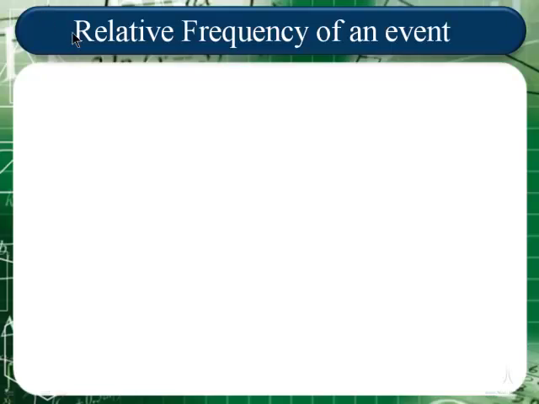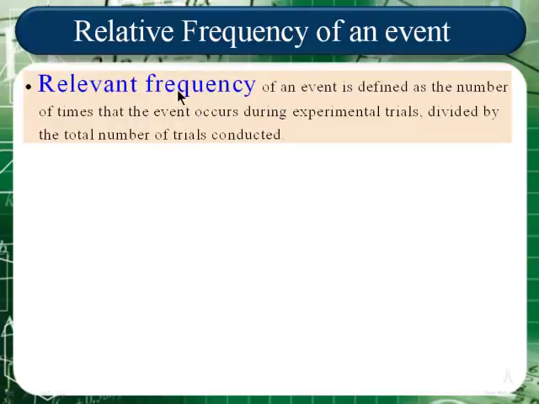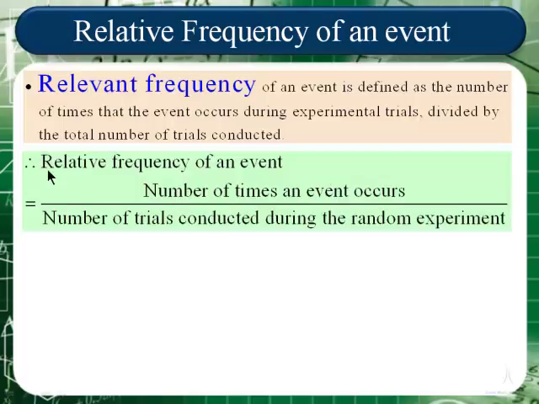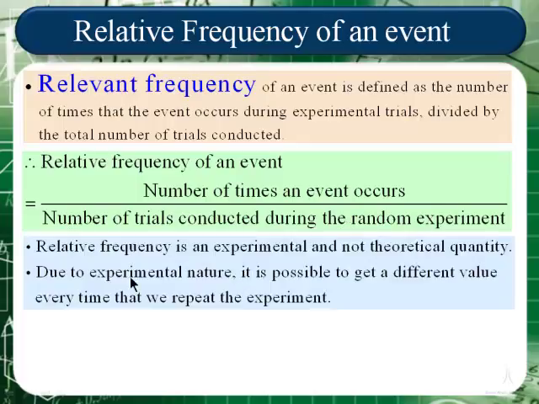Let us look at the meaning of relative frequency of an event. The relative frequency of an event is defined as the number of times that the event occurs during experimental trials divided by the total number of trials conducted. So the relative frequency of an event, expressed as a formula, is equal to the number of times an event occurs divided by the number of trials conducted during the random experiment.